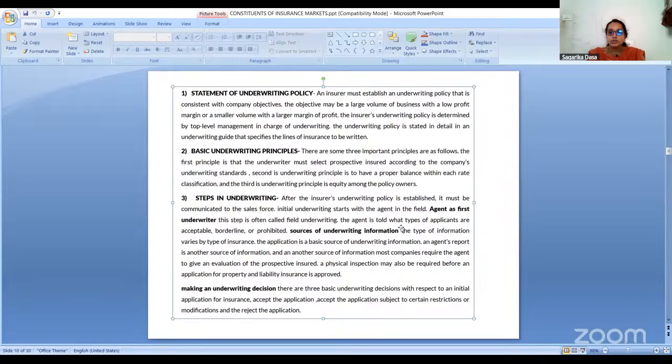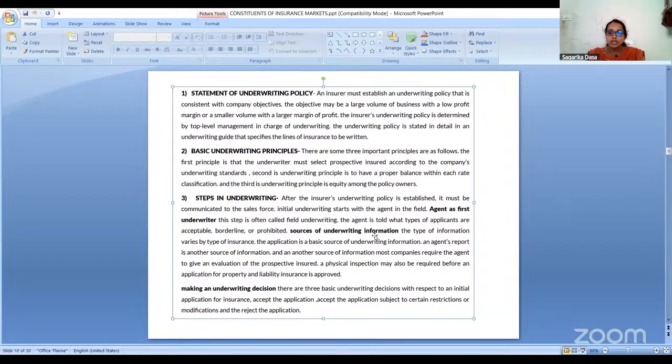The agent is told what type of applicants are acceptable, borderline, or prohibited. Now, what type of applicants are acceptable, what can be considered as a borderline, that is the limiting factor, and what cannot be accepted, which means it must be prohibited. So as an agent, when dealing with the sales of the insurance policy, he must be very clear about what type of applicants should be acceptable, what should be rejected, and what are on the borderline.